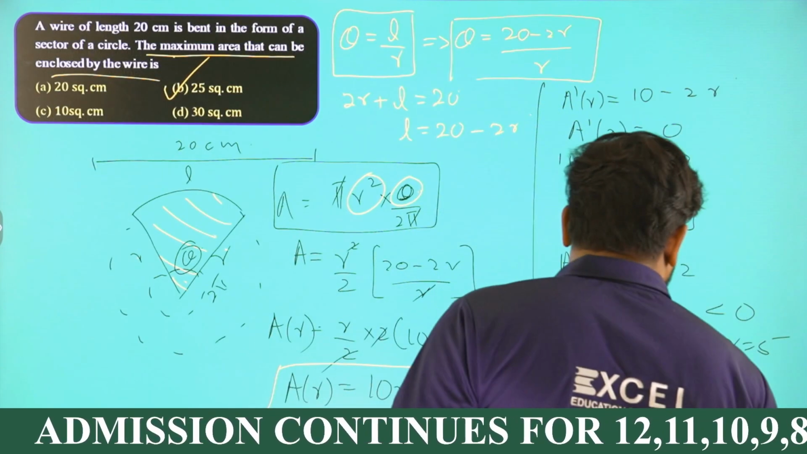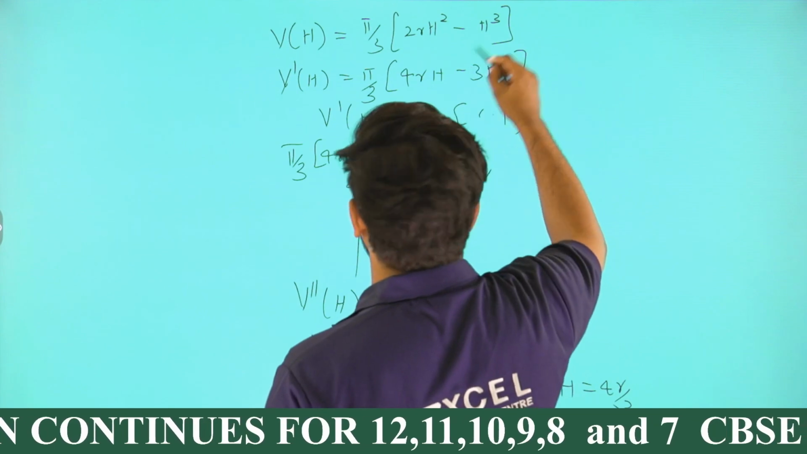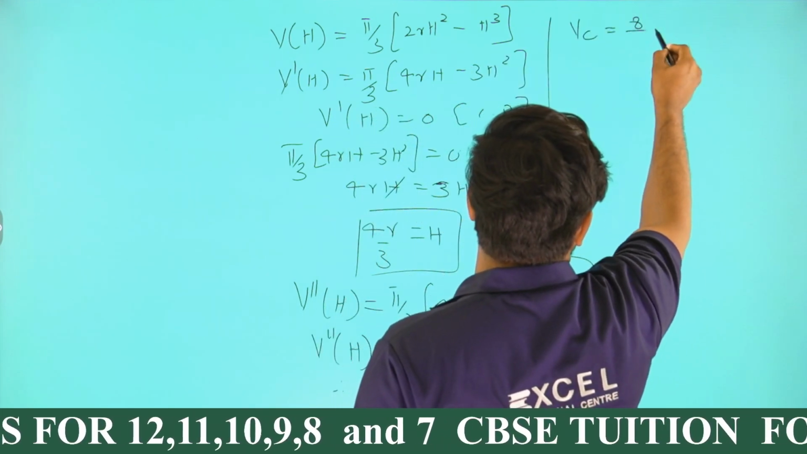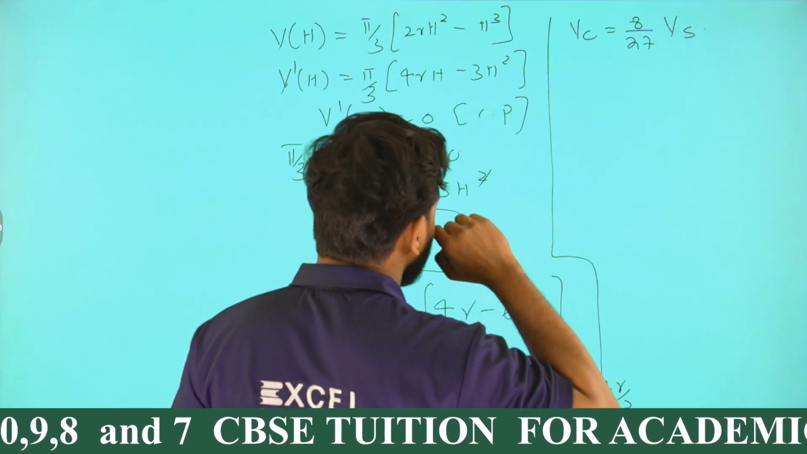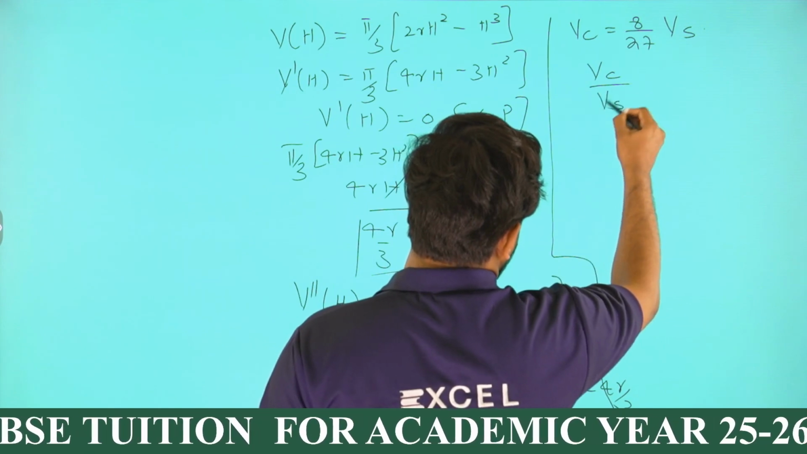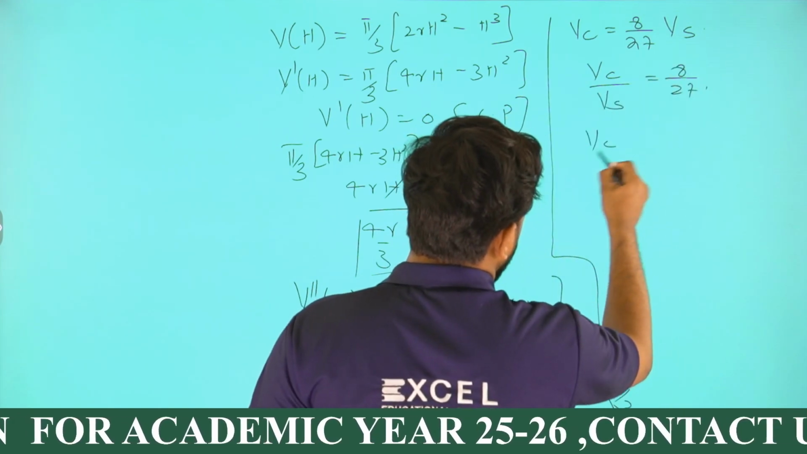We need to show that the volume of the cone is 8 by 27 times the volume of the sphere. Ready? Otherwise, we need to show that volume of cone divided by volume of sphere is 8 by 27. So what is volume of cone by volume of sphere?